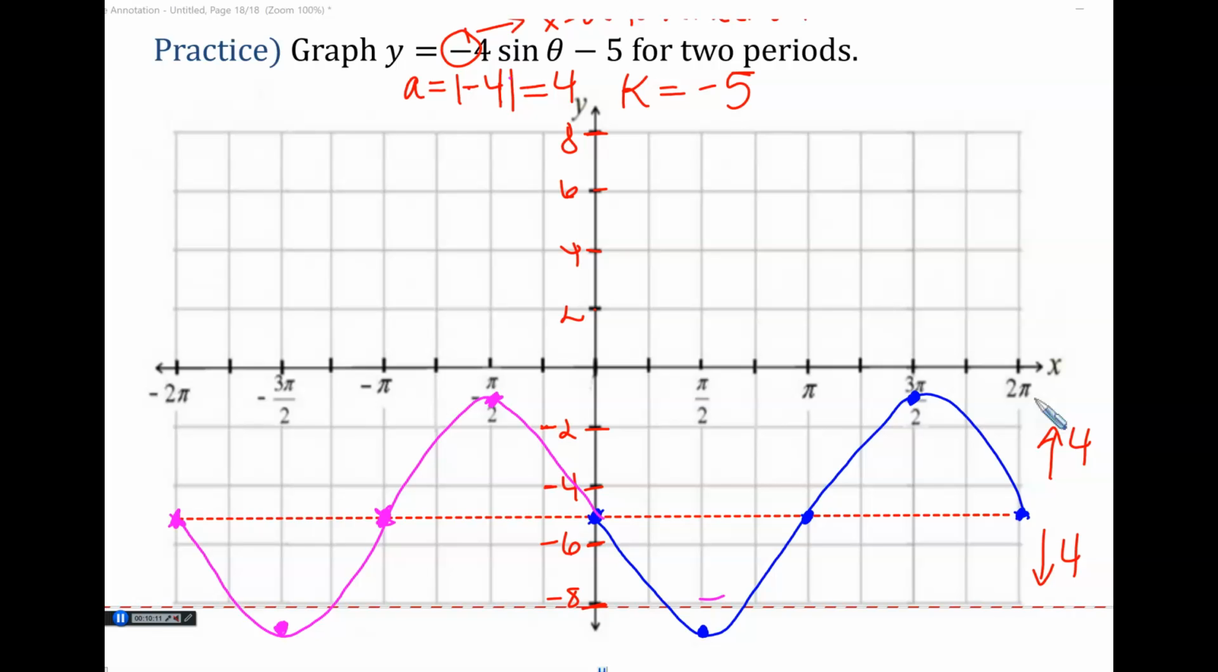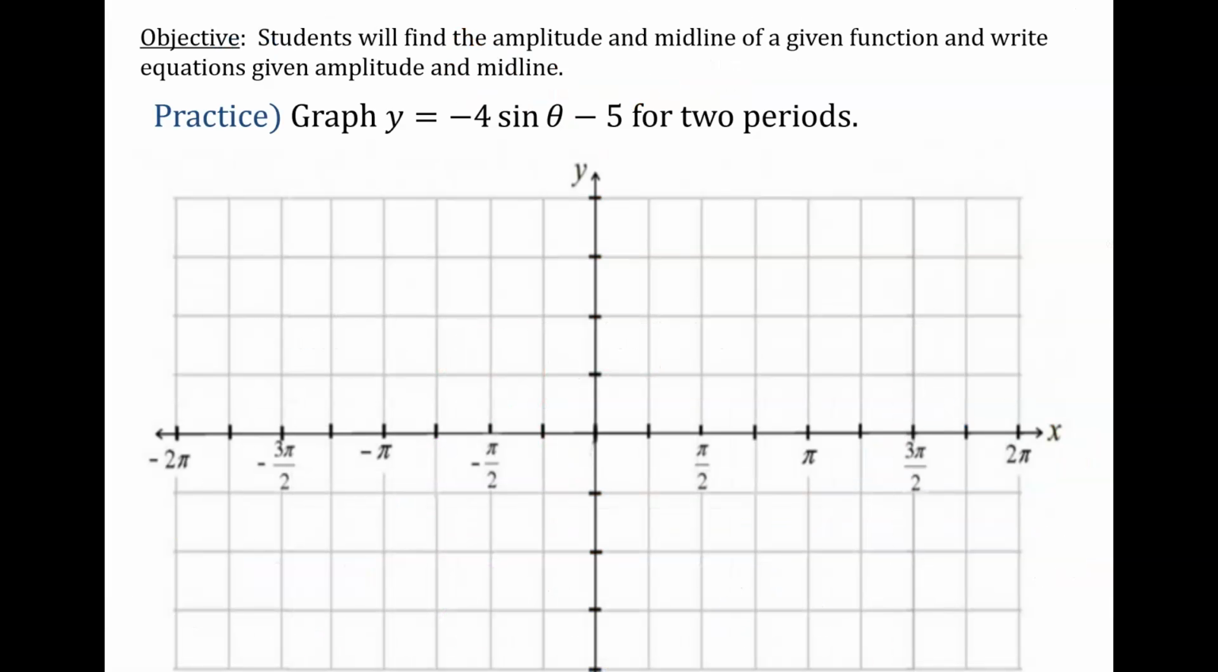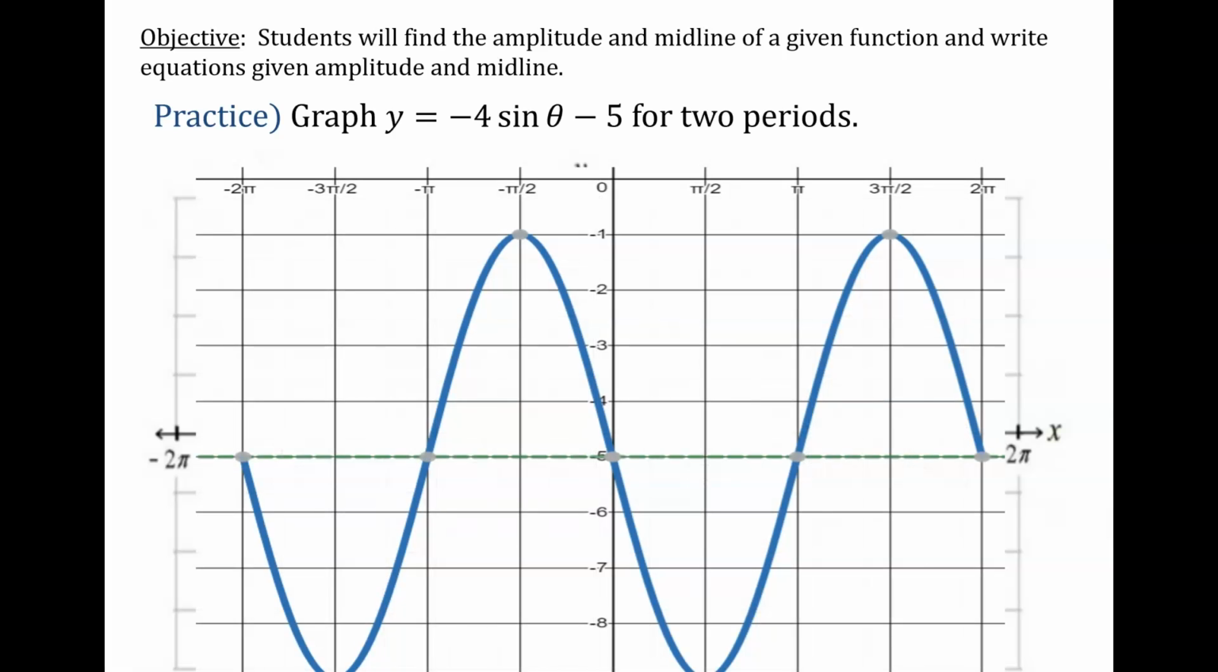And then because it's a negative, it's the x-axis reflection. So instead of going up, you start going down. So midline, minimum, midline, maximum, midline. Okay, and then you repeat it on the other side. Let's just try one more example, and then that'll be it for this video.